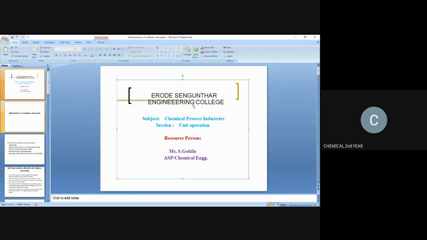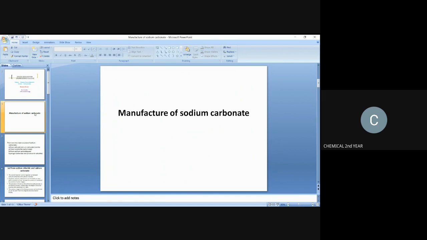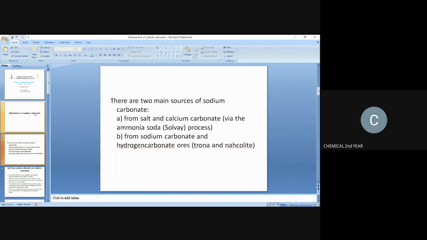Today I am going to handle a subject, chemical process industries. In that, I am going to handle a session on unit operations. Here we are going to see about the manufacture of sodium carbonate. There are two main sources of sodium carbonate. First, it can be made from common salt and calcium carbonate.